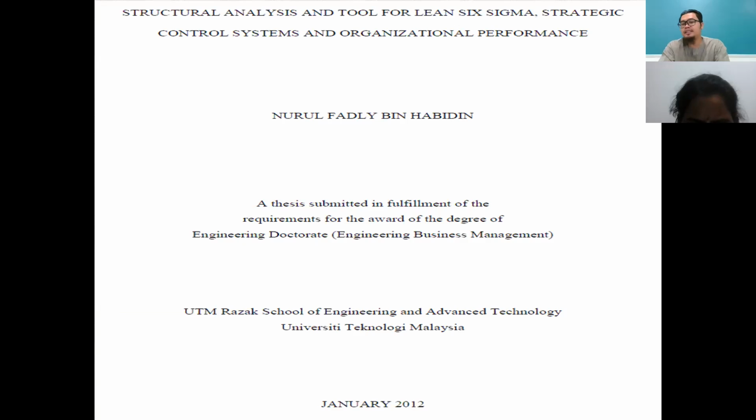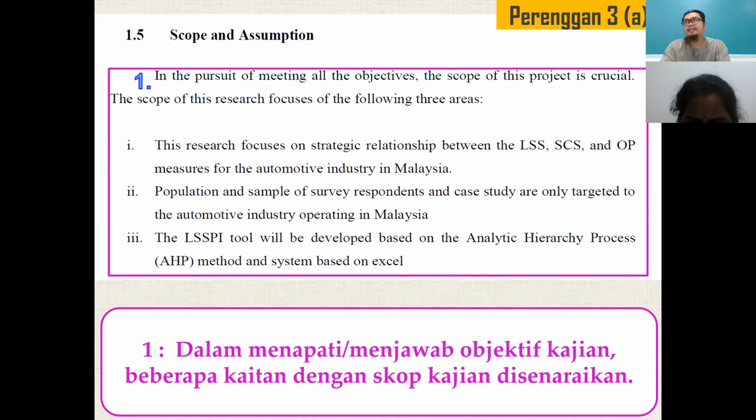This is my thesis from 2012, regarding my first PhD. Okay, how do I write this part? The title is scope and assumptions. You can write like this: in pursuit of meeting all of the objectives, the scope of this project is crucial. The scope of the research focuses on the following three areas.